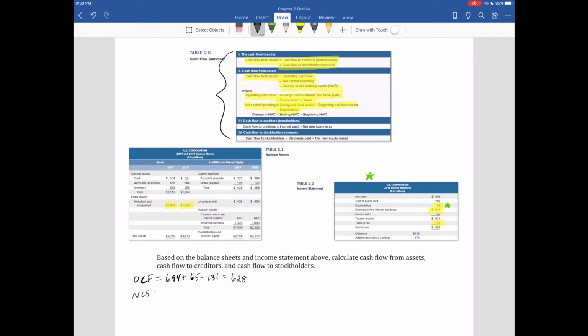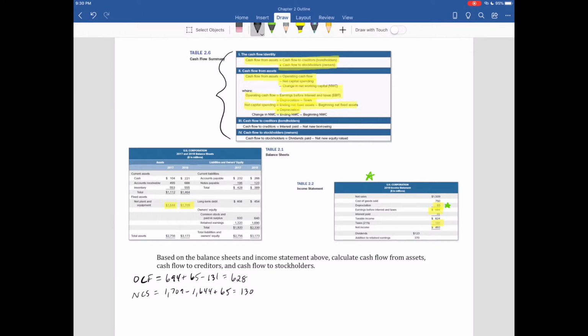So our net capital spending, as I mentioned, is your ending fixed assets, $1,709, minus your beginning, $1,644, and then we add back in our depreciation of $65, and what we get is a net capital spending of $130. So the way that you can understand this is that the company's operations generated $628 of cash inflow, but to help generate that $628 of cash inflow, they also had to spend an additional $130 on fixed asset purchases.